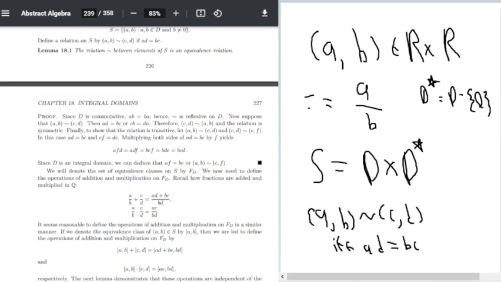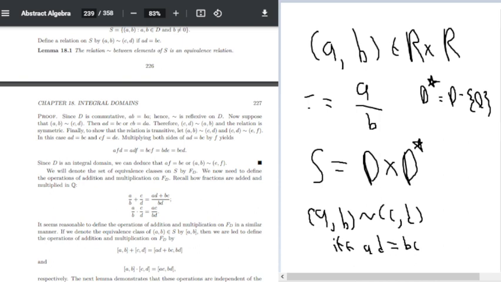Lemma 18.1. The relation between elements of S is an equivalence relation. Proof. Since D is commutative, ab is equal to ba. Hence, the relation is reflexive on D. Now, suppose that (a, b) is similar to (c, d). Then ad is equal to bc, or cb is equal to da. Therefore, (c, d) is similar to (a, b), and the relation is symmetric. Finally, to show that the relation is transitive, let (a, b) be similar to (c, d), and (c, d) be similar to (e, f). In this case, ad is equal to bc, and cf is equal to de.